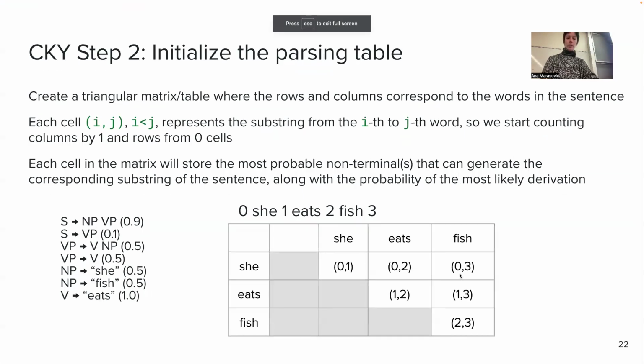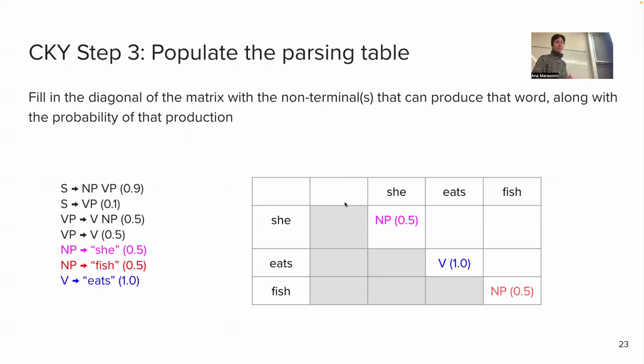So here when we look at 1, 2, 3, we are looking at which words span in between these numbers. So in between 1 and 3 are eats and fish. What's in between 0 and 3? She eats fish. In between 2 and 3, just fish. So this is how to map these indices into which words correspond to these indices. So yeah, sorry about that. It's a little bit confusing.